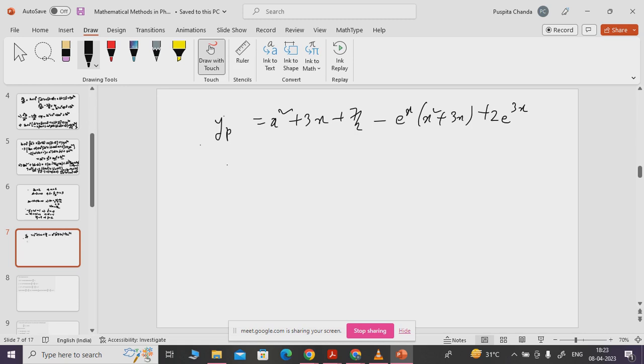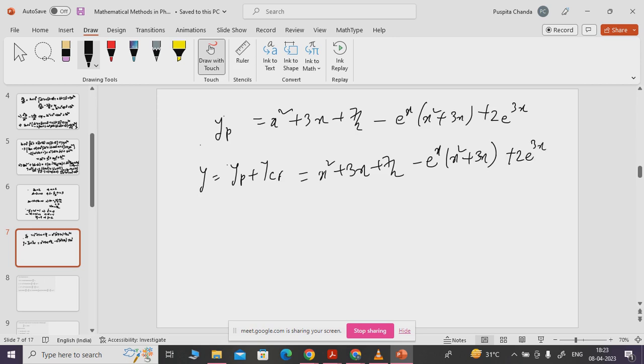The whole solution will be y is equal to yp plus ycf, which will be x² + 3x + 7/2 − e^x (x² + 3x + 2) e^(3x) + c1 e^x + c2 e^(2x).